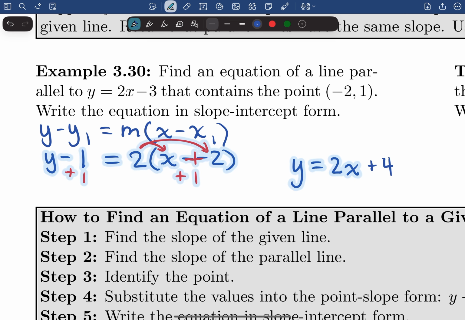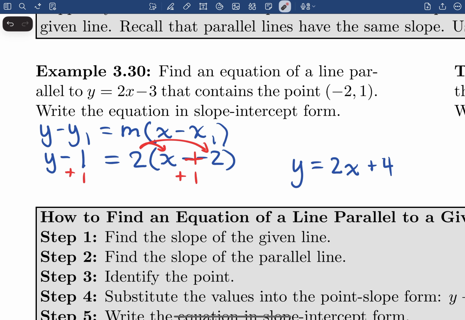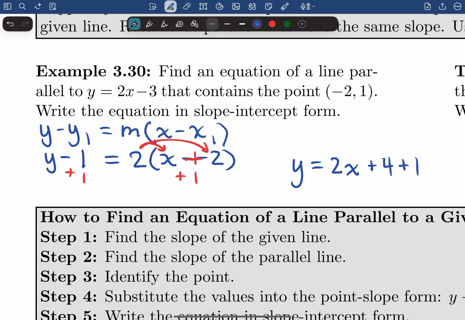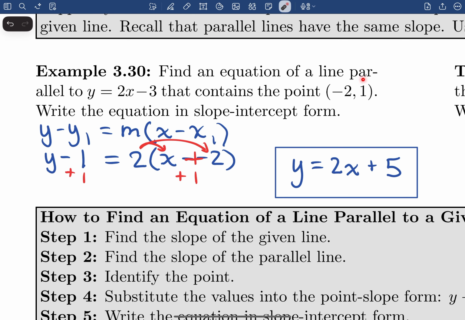But then I had a plus 1 after that, so I'm going to add that 1. And then I'll combine the constants. The constants, 4 plus 1, will give me 5. So I'll just clean this up right away. And there we go. This is the equation of a line that is parallel to this line, and it contains this point. Okay, there we go.